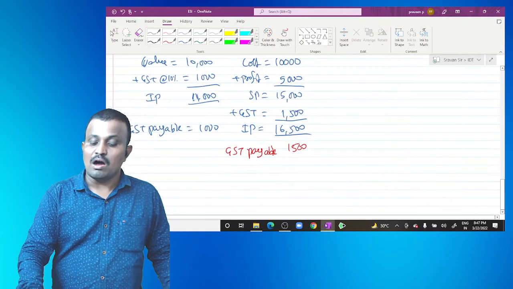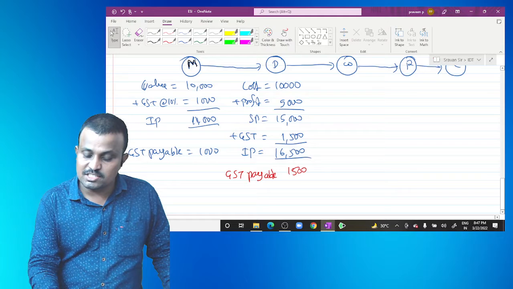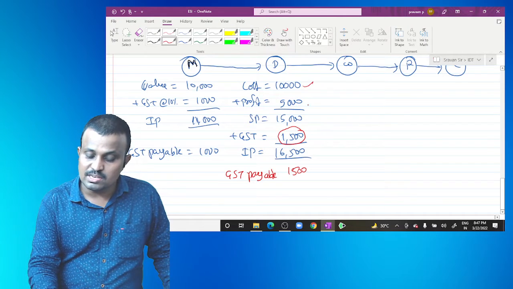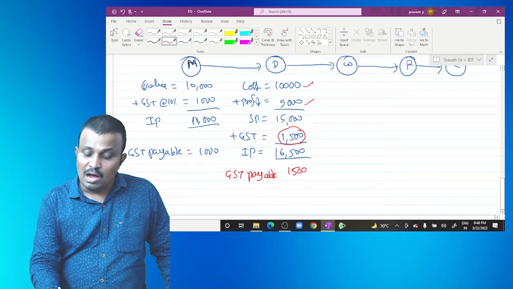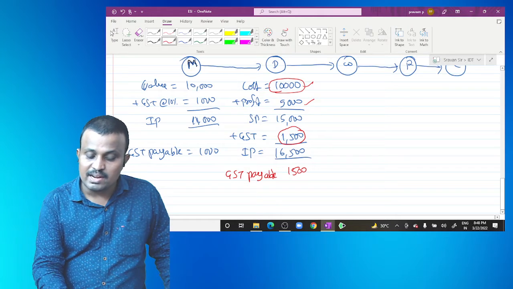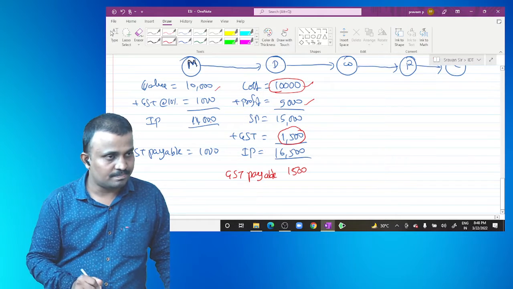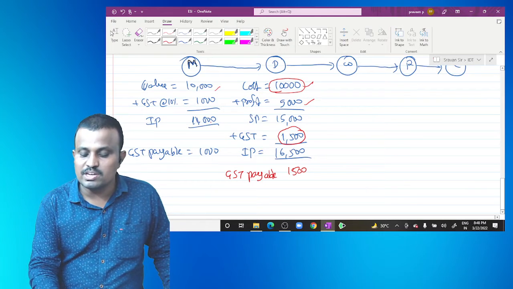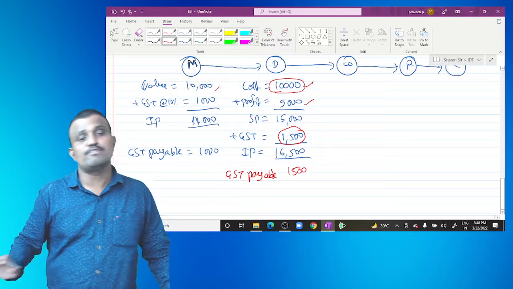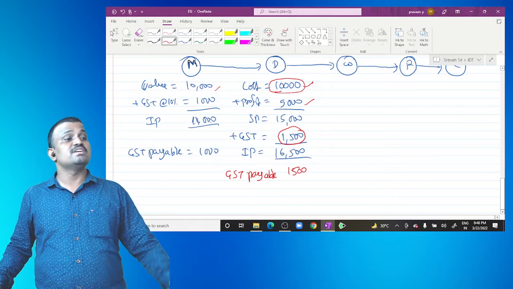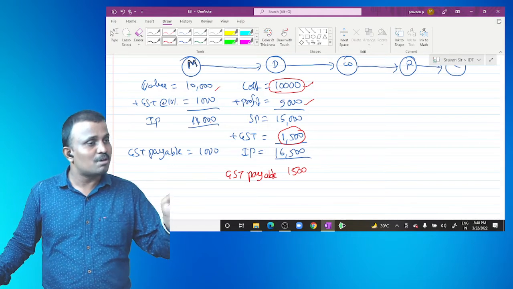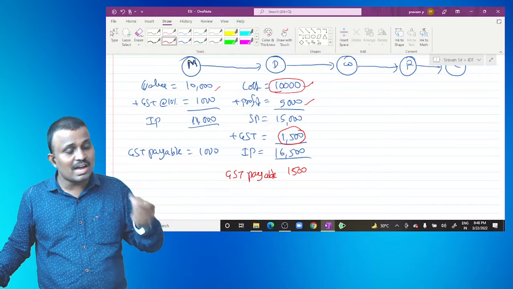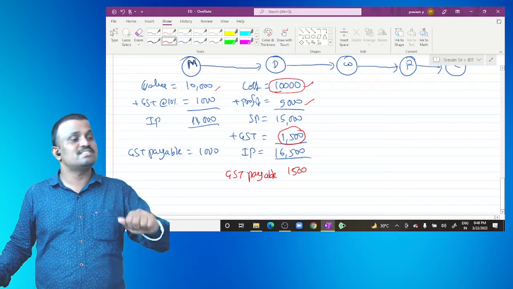The GST payable of 1,500 is collected on which product? On 10,000 as well as the profit element. All this 10,000 was already paid at the time of purchase of the product. So he needs to pay the tax only on the additional value of 5,000. That's why the amount of tax paid at the time of purchase is allowed as a credit, allowed as a reduction from the GST collected.